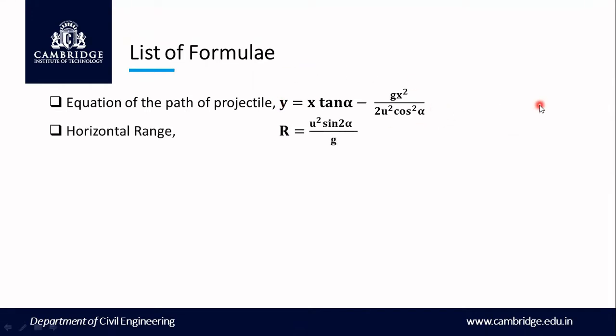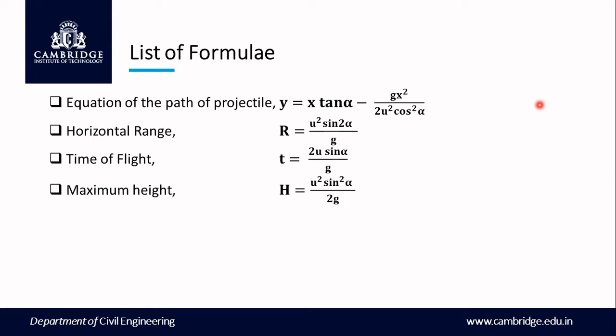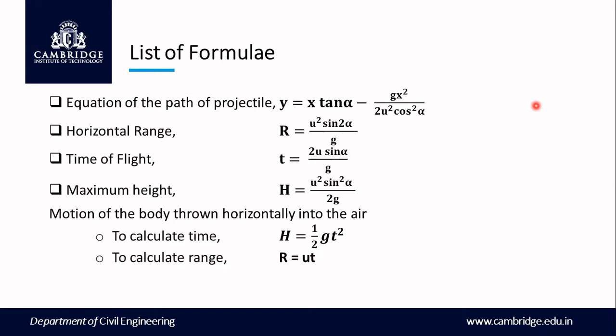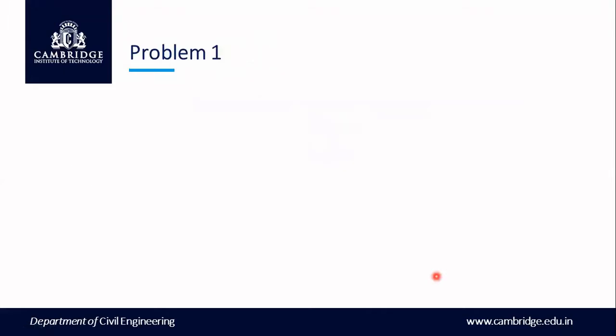Then we have the formula for horizontal range. Then we have the formula for time of flight, then maximum height, then the conditions of the bomb dropping problem, the motion of a body thrown horizontally into the air. We have these two equations, one to calculate the time and one to calculate the range. These are the equations that we need to remember before going to solve the problem. So let's start with the problem.